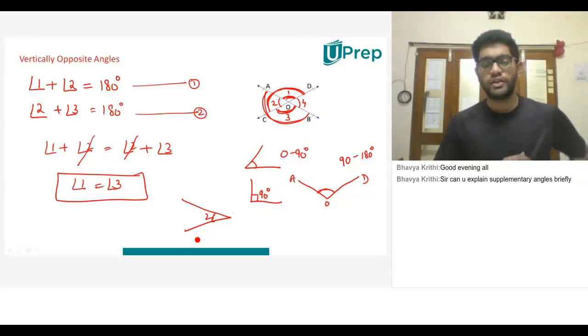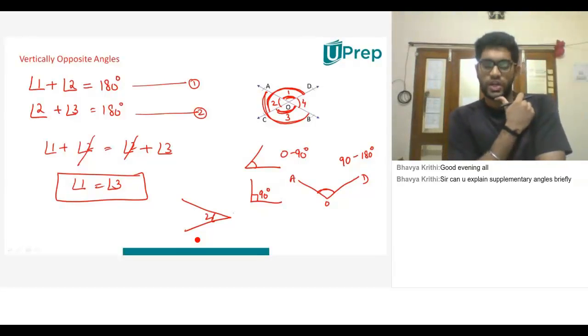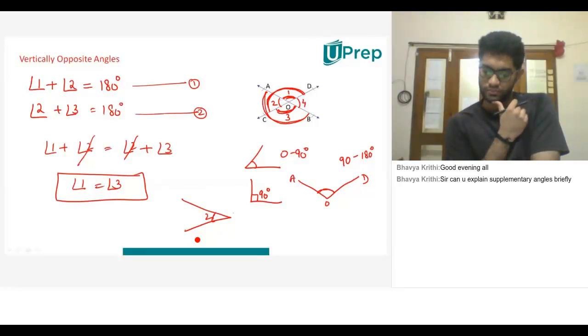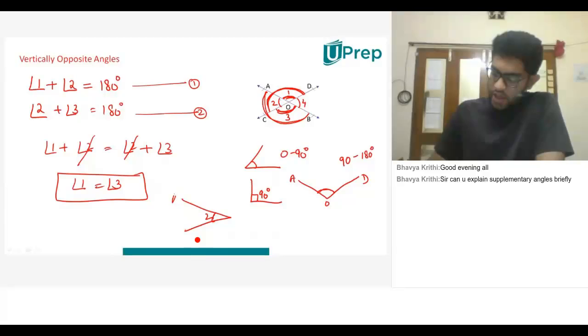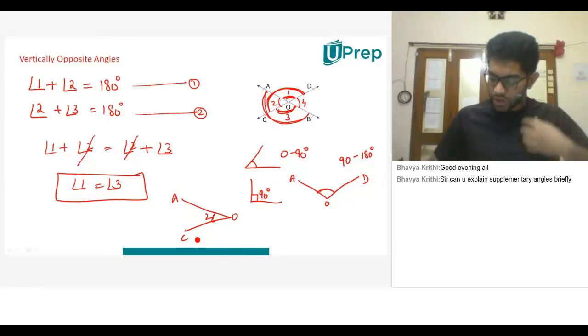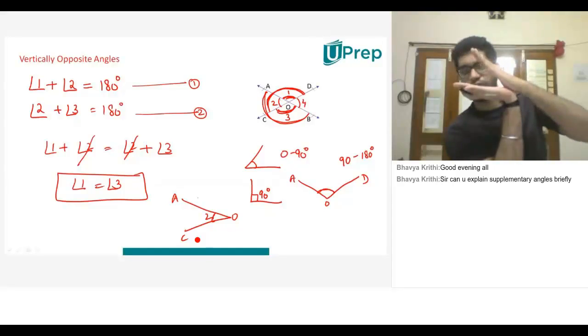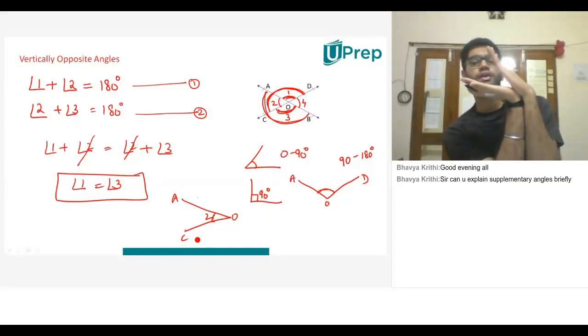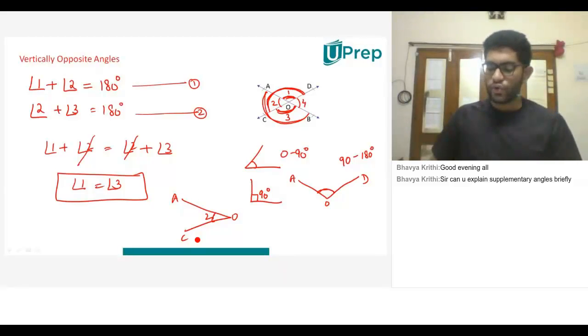But now, if I talk about angle 2, guys, what kind of angle does angle 2 look like? Acute, right? AOC, what does AOC look like? Acute. Why? You can see that if it is something like this, it is between 0 and 90 degrees. Correct? So 2 and 4 look like acute angles. 1 and 3 look like obtuse angles.